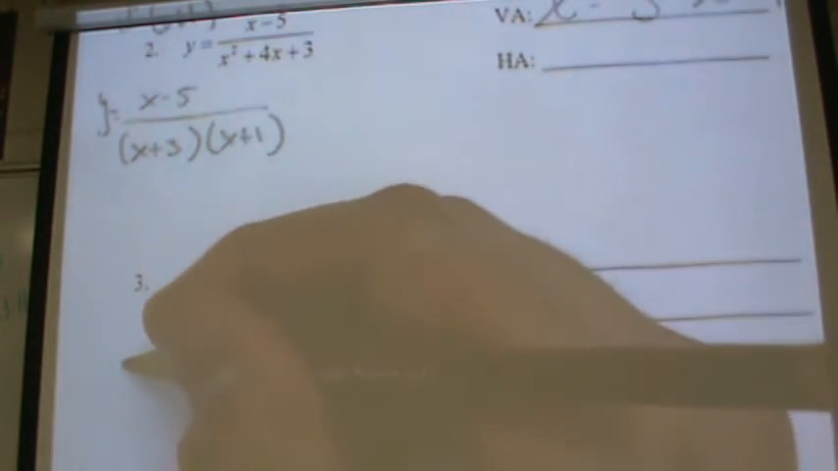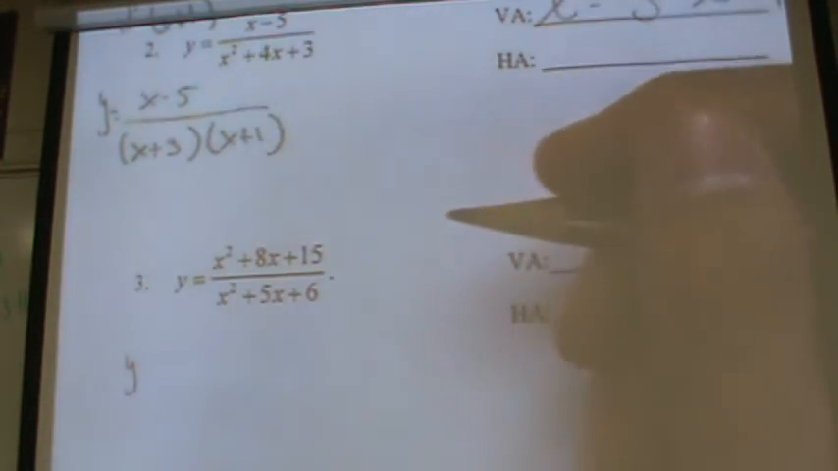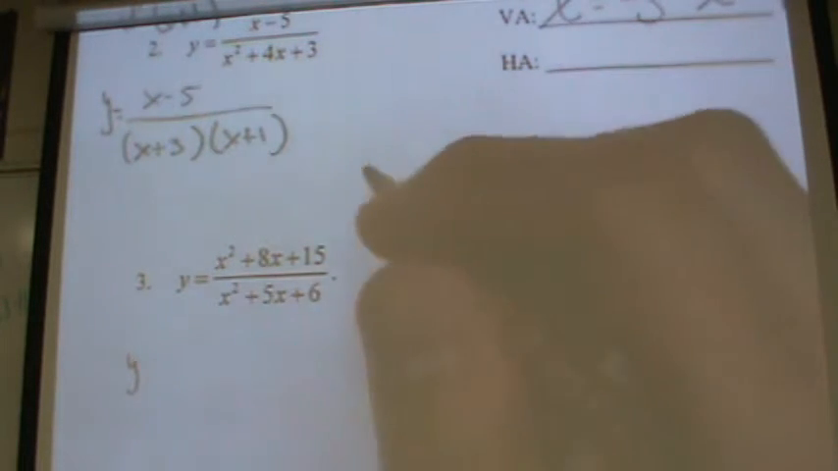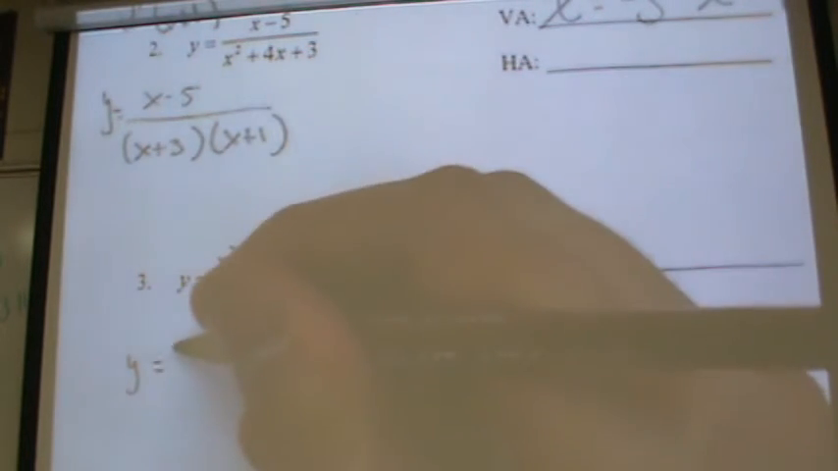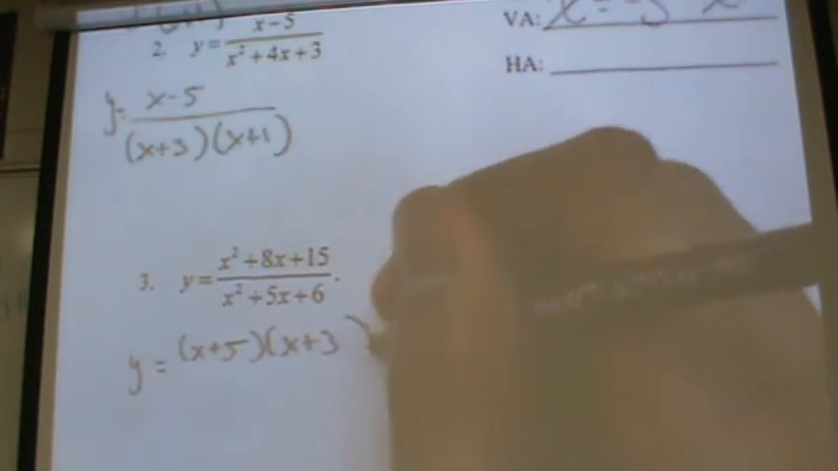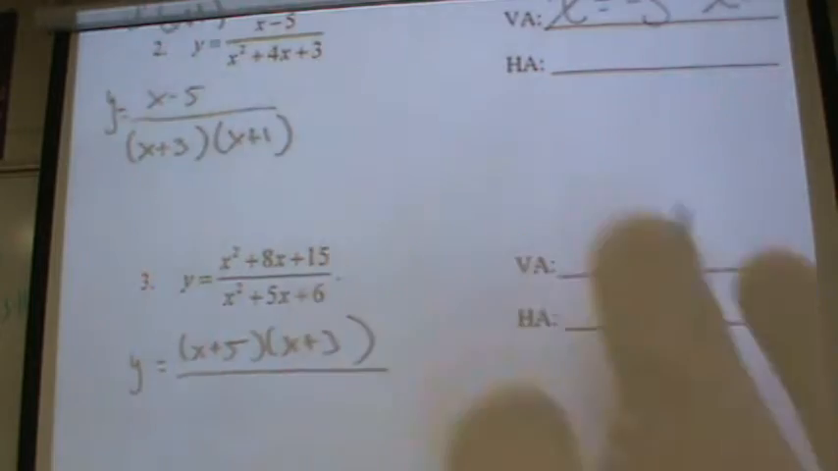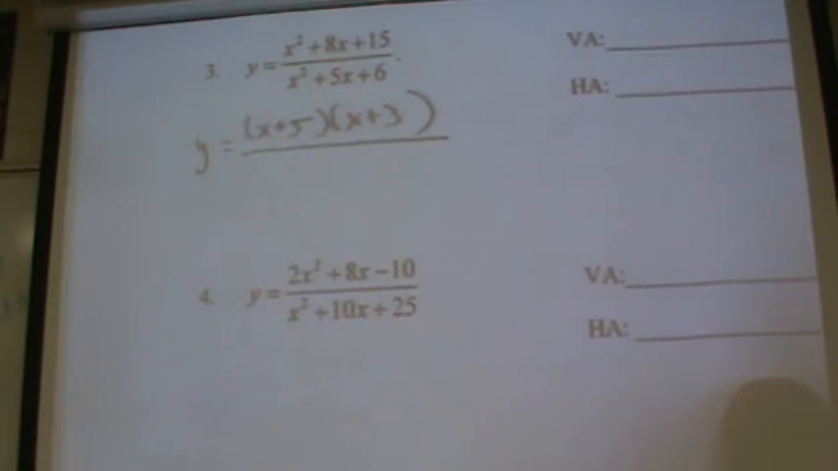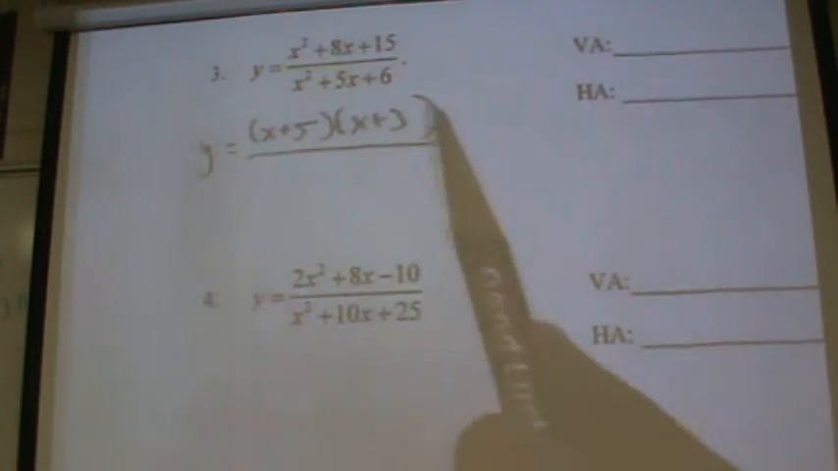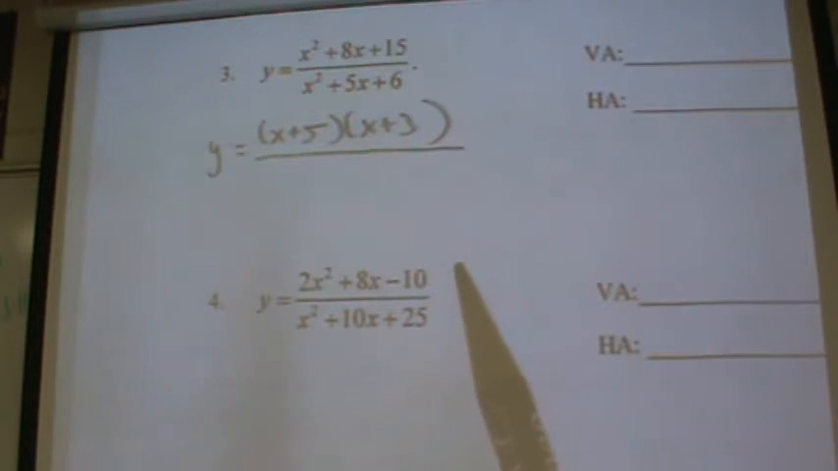Does anyone know if this is factored? 8x, what multiplies to get 15 and x to get 8? 5 and 3. x plus 5. x plus 3. What about this one? What do you add to get 5 and multiply to get 6? 2 and 3. Right.